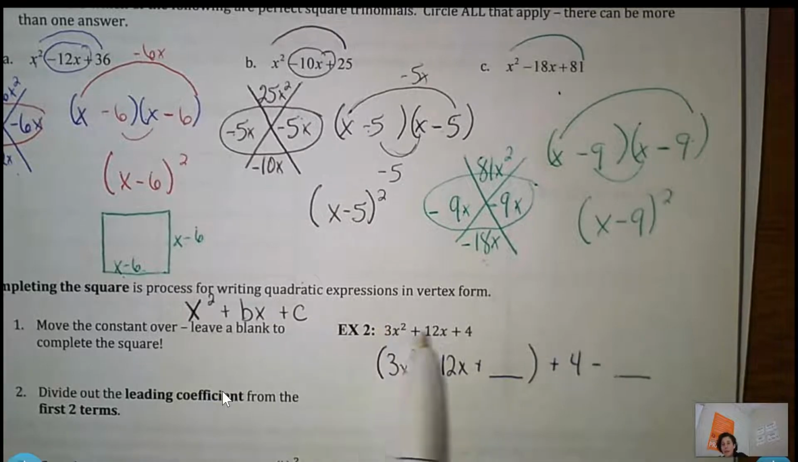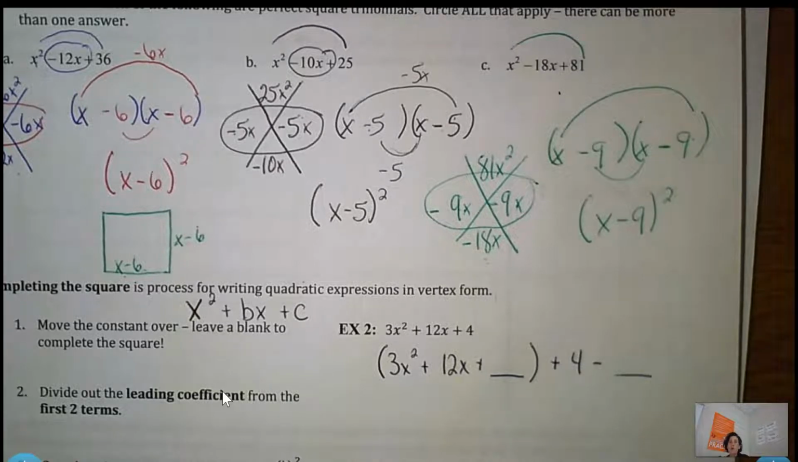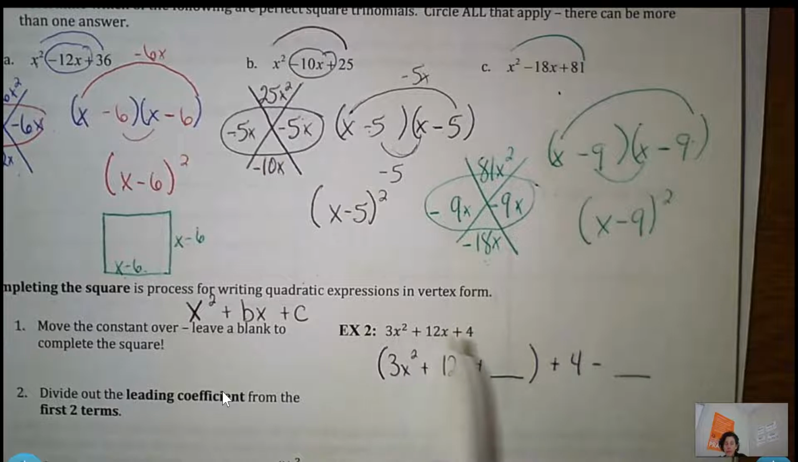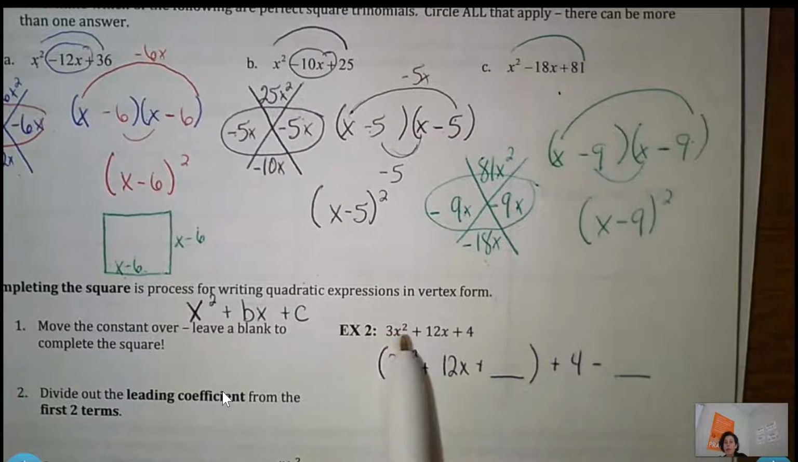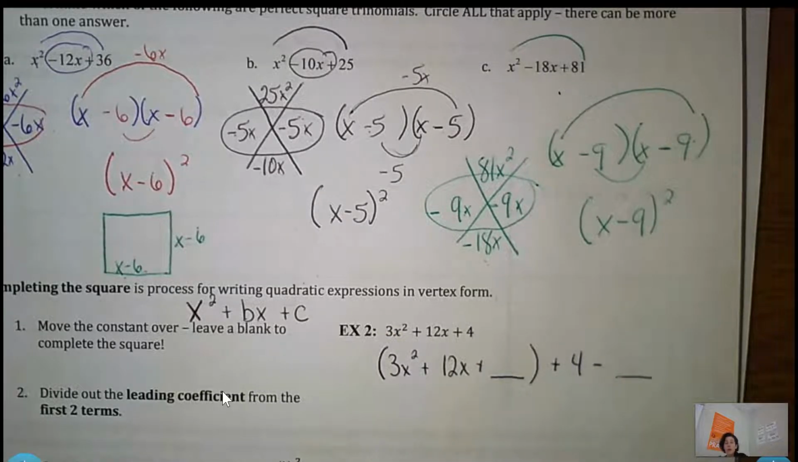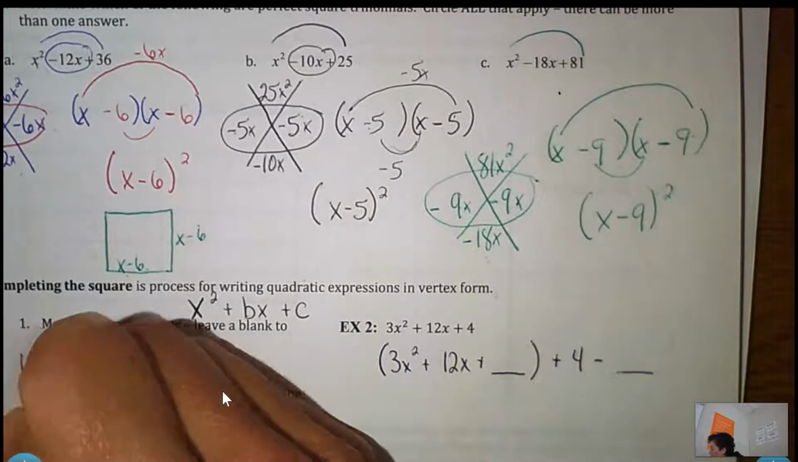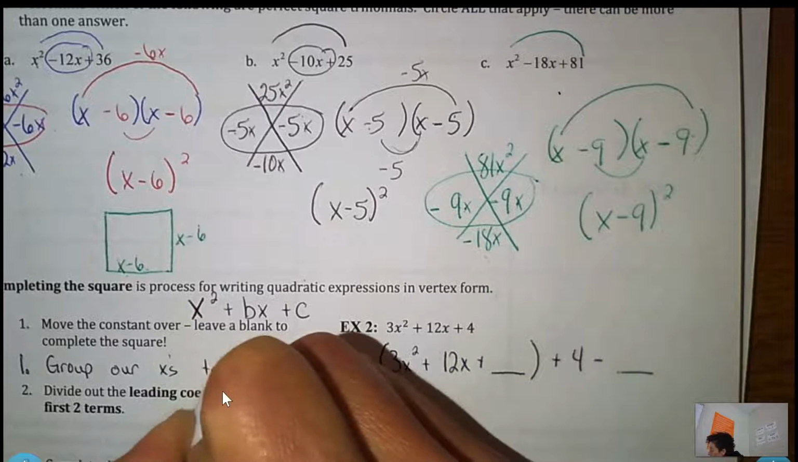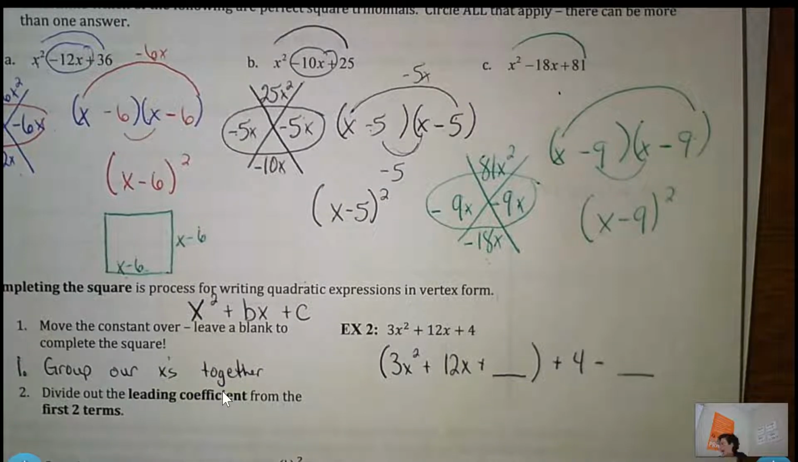The reason why is when I'm done with this, as I start to work through all these equivalent steps, I can't change what this equation is worth. So if I add something, like let's say I end up adding 2, then I've made this worth more than what it is. So if I add 2, I'm going to have to quickly take away that 2 to keep it worth 3x squared plus 12x plus 4. So we are going to move the constant over, that's fine. But also we're going to group our x's together. And so the parentheses are kind of separating the x stuff from the non-x stuff.